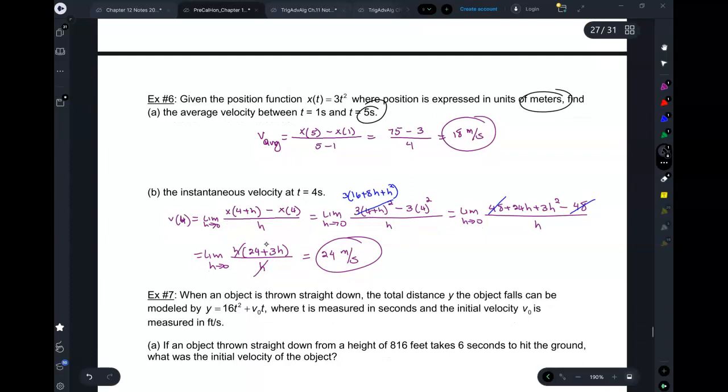Oh, that's a good question. Well, first it's velocity. So you know that velocity is meters per second. But also, look at the numerator here. What is this? This is position, right? 75 meters minus 3 meters over 5 minus 1, 4 seconds. So it's got to be meters per second. And it's the same thing here. h is on the x-axis, which is time. And then this is the function, so it's in meters.